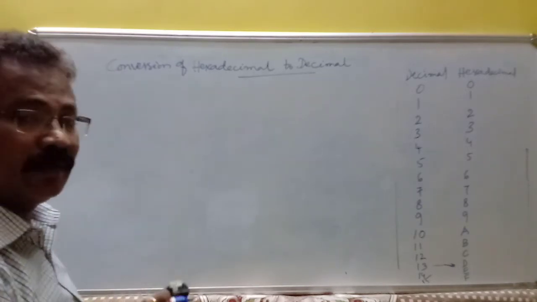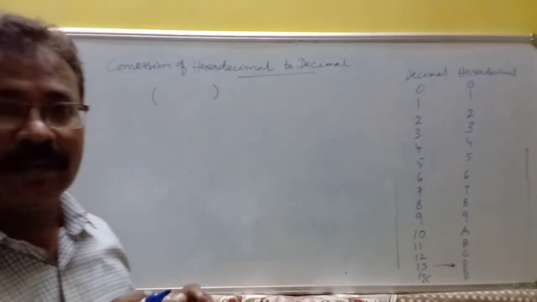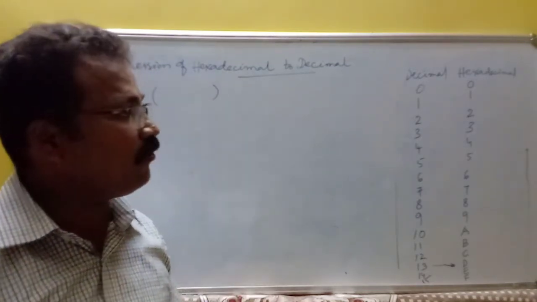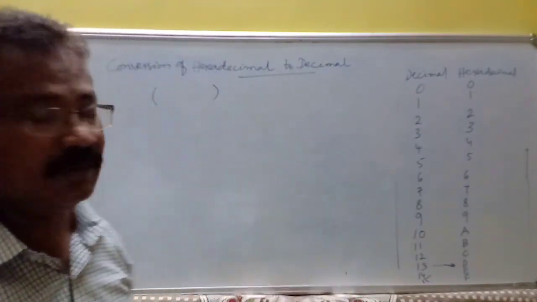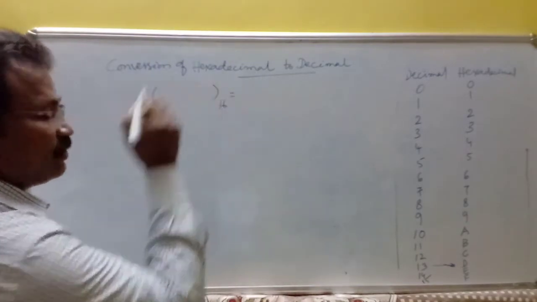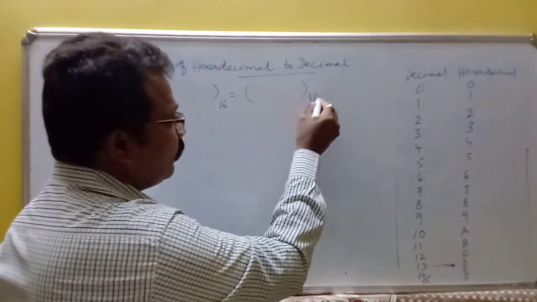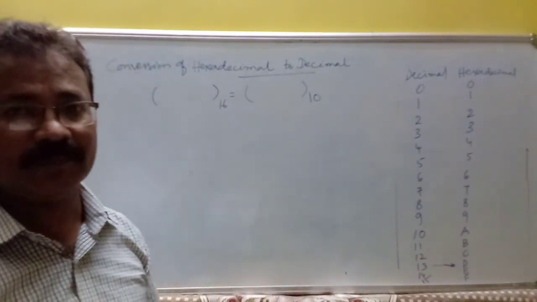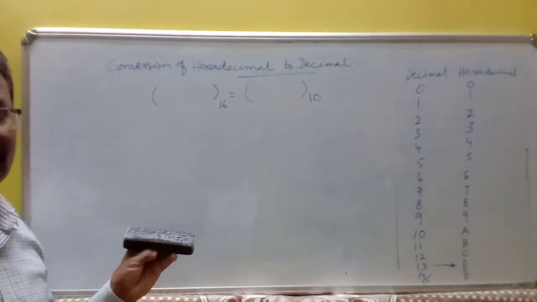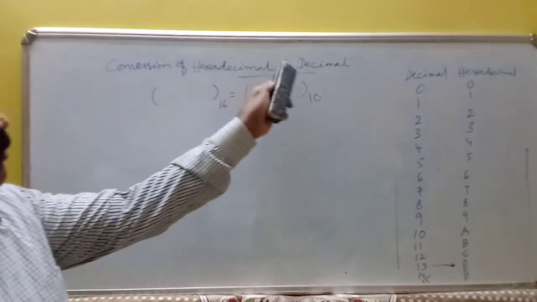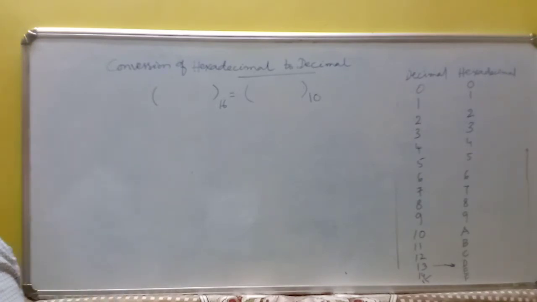Here the hexadecimal number can be formed with the combination of 0 to F, 16 digits, and hence the base is 16. Now you have to convert that hexadecimal number into base 10 decimal number. Now let us take one example to convert this hexadecimal number to decimal number.